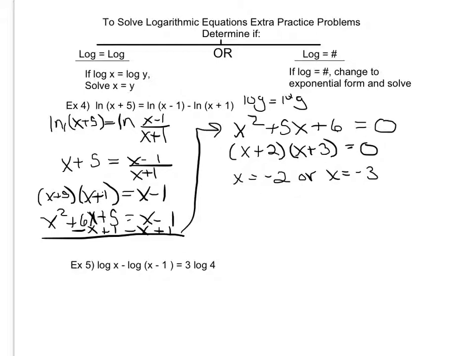Well, if x is negative 2, I am going to have a positive number here, so I'm good. I'm going to have a negative number here. I cannot take log of anything less than or equal to 0. I have to be greater than 0. So I see that that is not going to be a solution. If I check negative 3, I see I'm going to run into the same situation here, so that won't either. So I'm going to go ahead and say no solution.